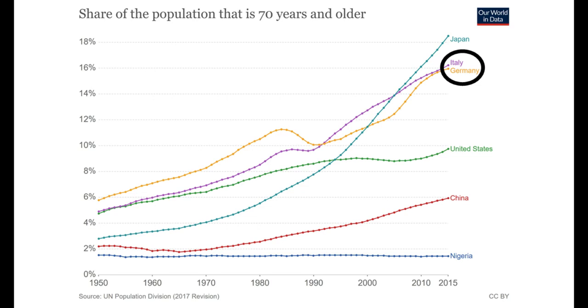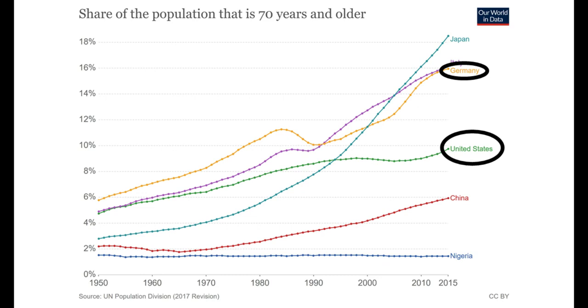This is really, really important because a lot of people are like, oh, I'm too young, I'm not that old, I'm not going to get it, I'm going to be okay, this is just for old people. Not true. There's a 10-fold difference between Germany and Italy with almost the same number of older people in the population.